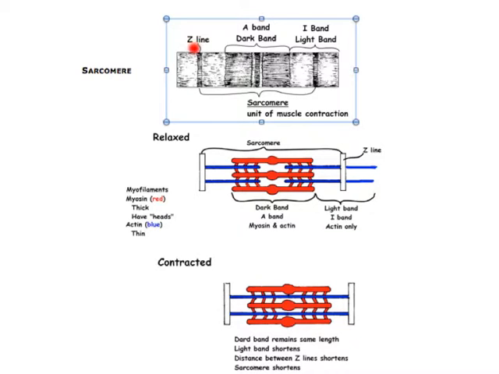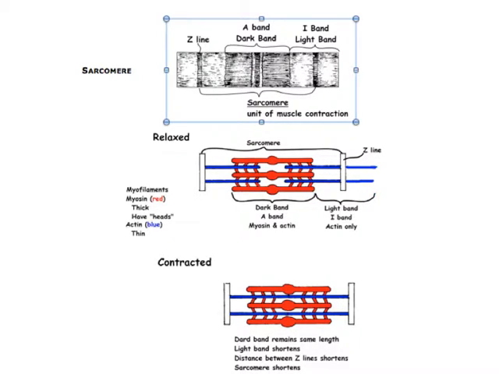Label it. You get the Z line, the other Z line, the A band, which is the dark band here, and the I band, which is the light band here. From one Z line to the other is where the unit of muscle contraction actually is. Here, this is an actual picture taken using a microscope. This is a diagram of it, obviously. So this is a relaxed sarcomere. There's the Z line, there's the other Z line, there's the dark band, and there's the light band.